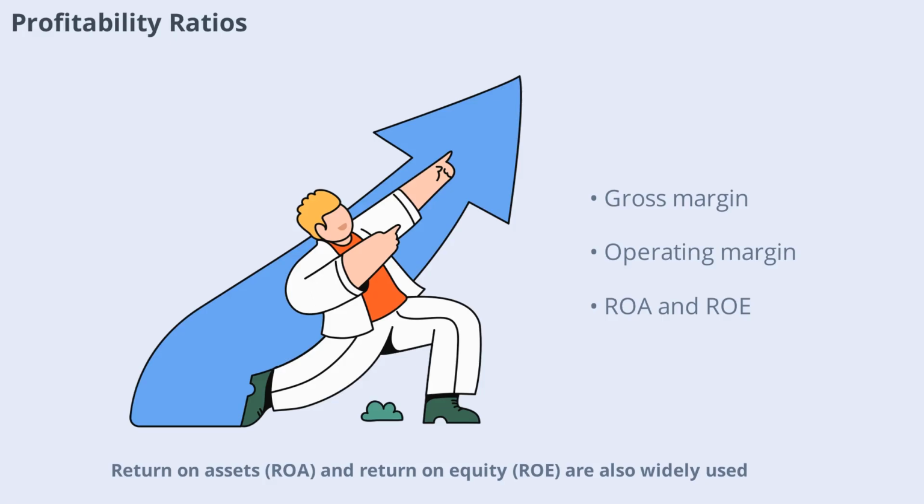Return on assets (ROA) and return on equity (ROE) are also widely used. These ratios help stakeholders evaluate management's ability to generate returns and control costs. High profitability ratios typically indicate strong performance and competitive advantage.